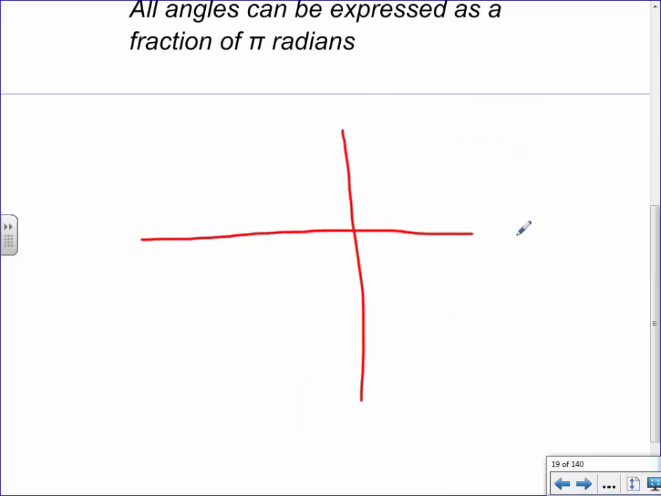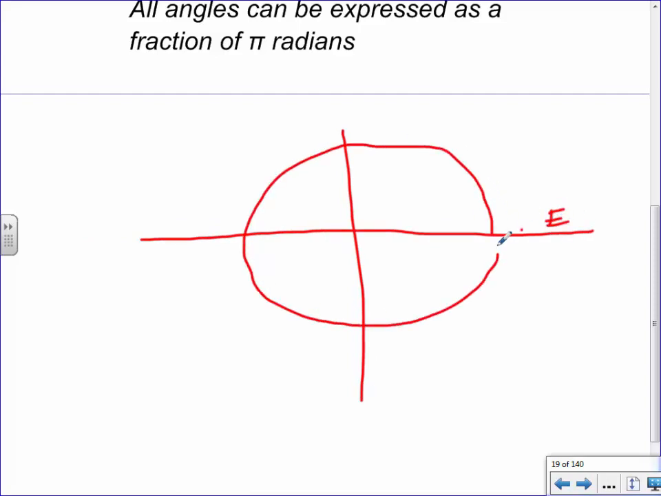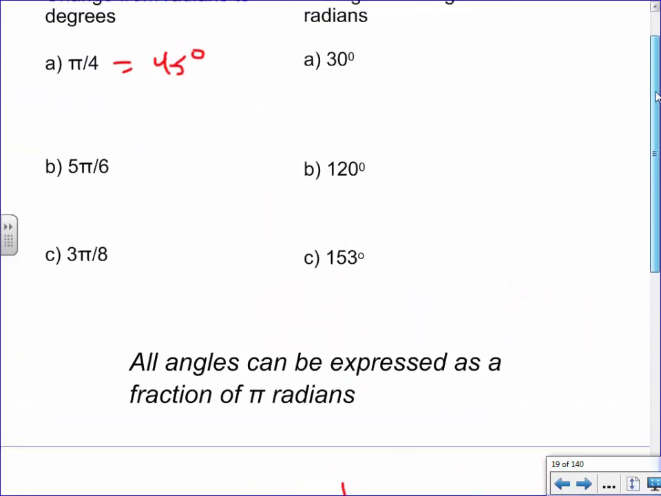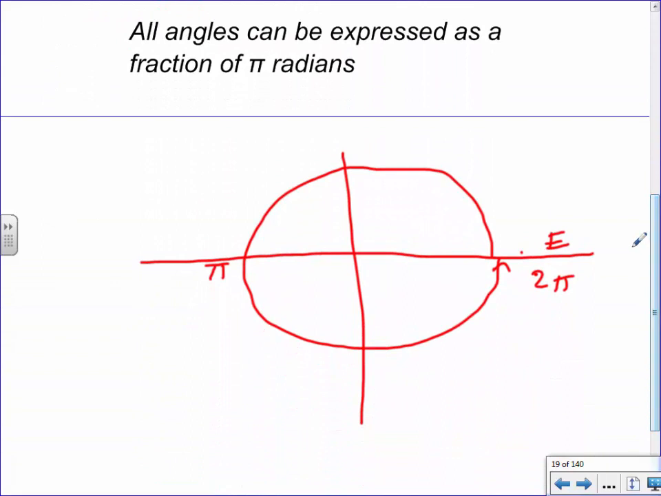So again, let's make ourselves a circle. We're going to start in the east. We're going to rotate our whole circle around. If we went all the way around the circle, it's 2 pi. So if we go halfway around the circle, it's pi. What I want to do now is 5/6 of pi.